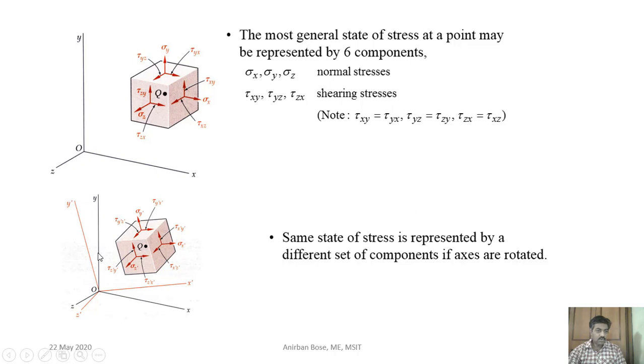So only by the orientation of the axis system we get different stress components. That means we get different normal and shear components, but remember the state of stress at point Q is the same. Only because of the orientation of the axes are we getting different stress components. In stress transformation we'll see how these components are related to those components, if you know the orientation change of the axis system.